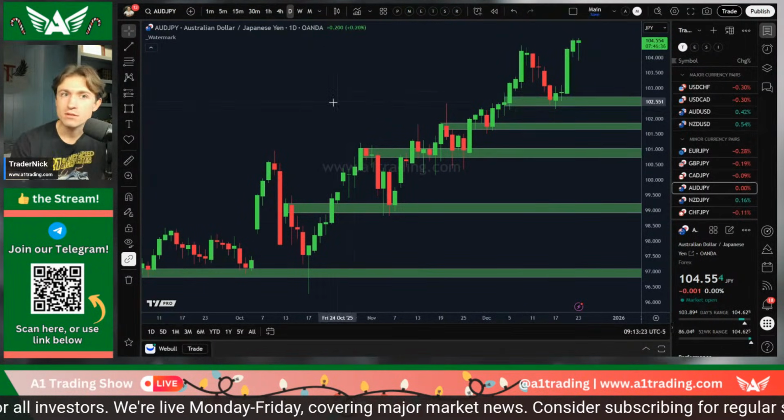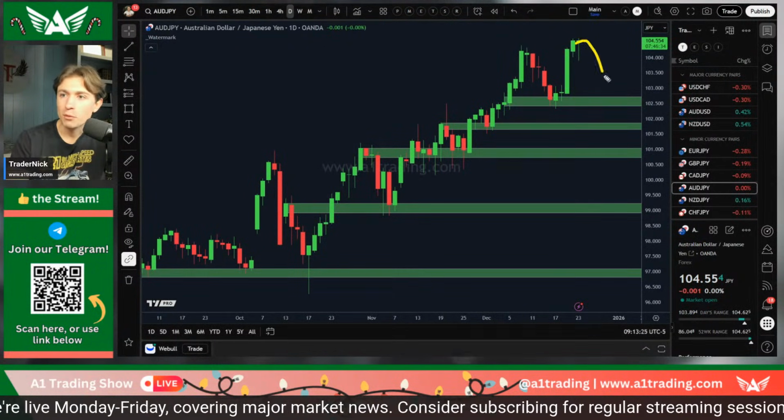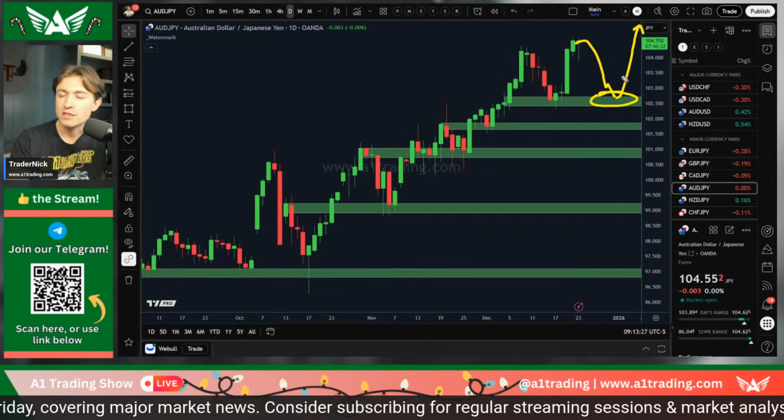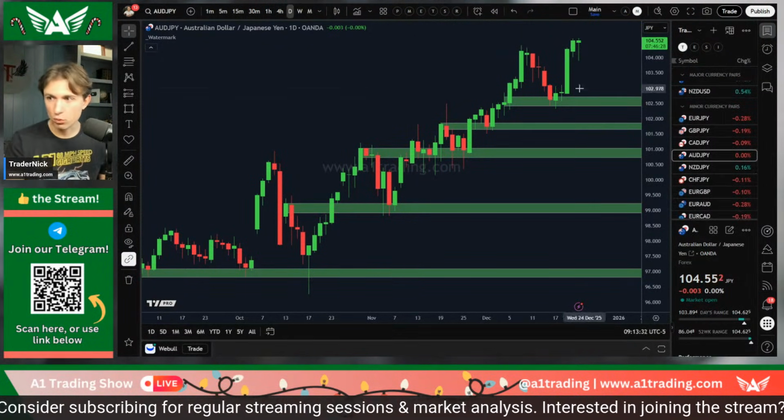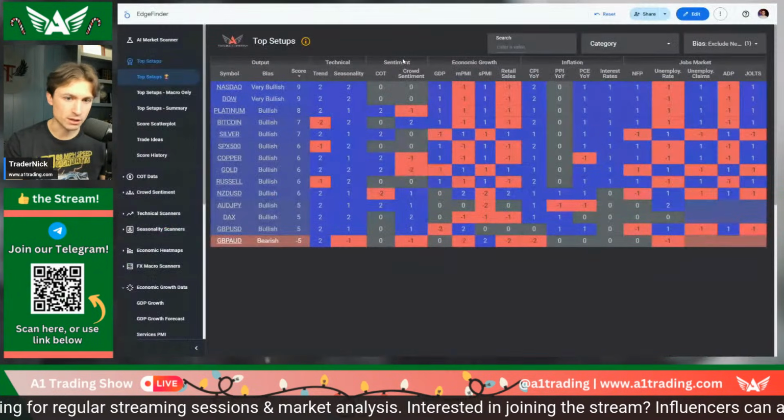So anyways, AJ looks good on a pullback if we were to get it for continuation setups, but not quite a spot where I can take a trade there.